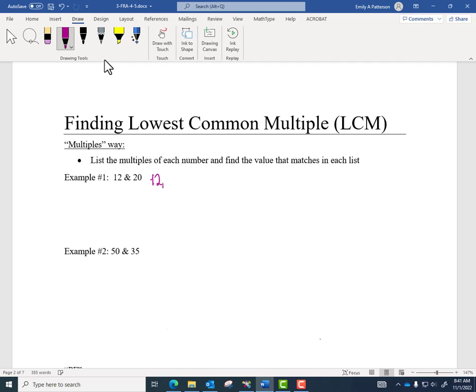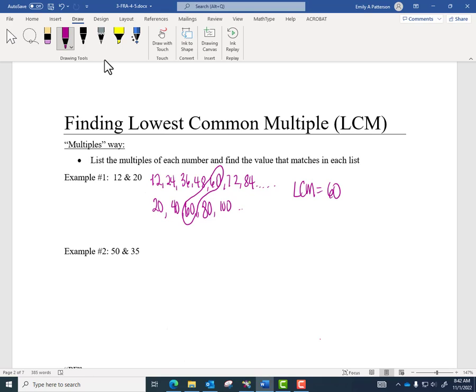So we have 12 times 1, 12 times 2, 12 times 3, 12 times 4, 12 times 5, and so on and so forth. You're going to carry it out quite a few ways. Then we find the multiples of 20, which is 20 times 1, 20 times 2, 20 times 3, 20 times 4, 20 times 5, and so on and so forth. To find the lowest common multiple, we find the lowest number that they both have in common. So the lowest common multiple, in this case, between these two numbers is 60.